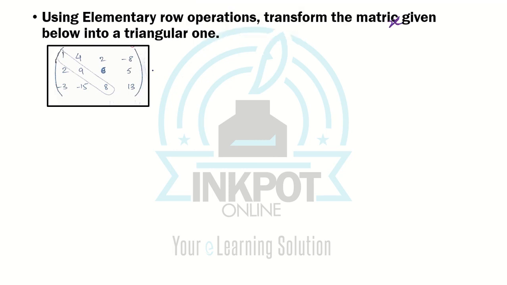Now we come to a very important question, which is that you have to use elementary row operations to transform the following matrix into a triangular one. Whenever you're given such a question, there are only 2 steps that you need to follow, and it's always a good idea to keep in mind these steps when you're starting to do such a question. The first one is to identify the principal diagonal.